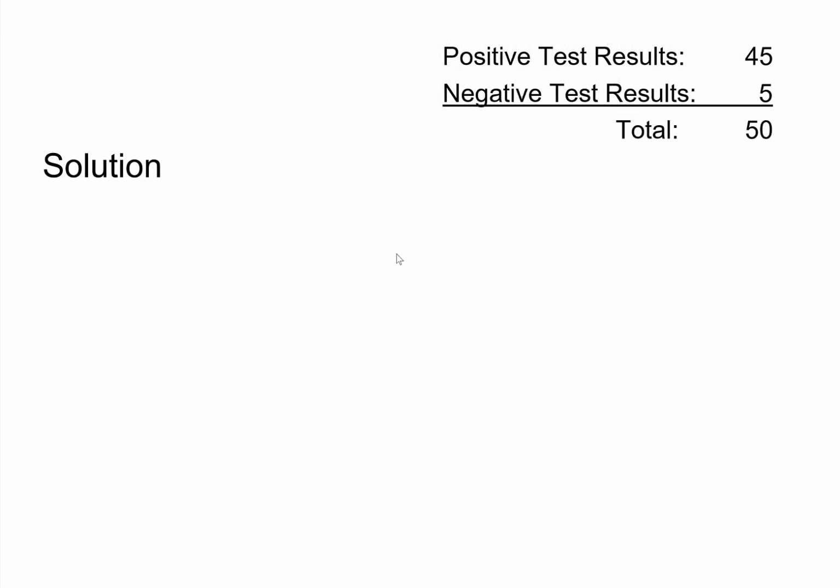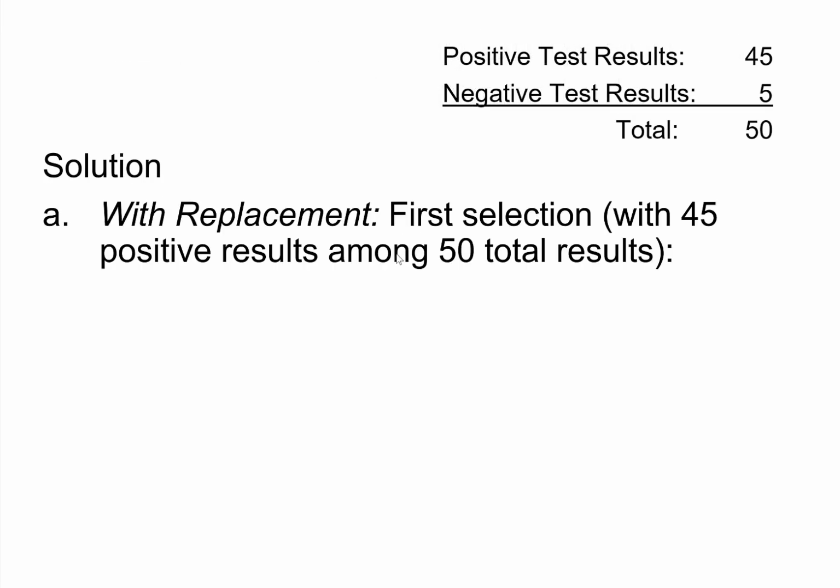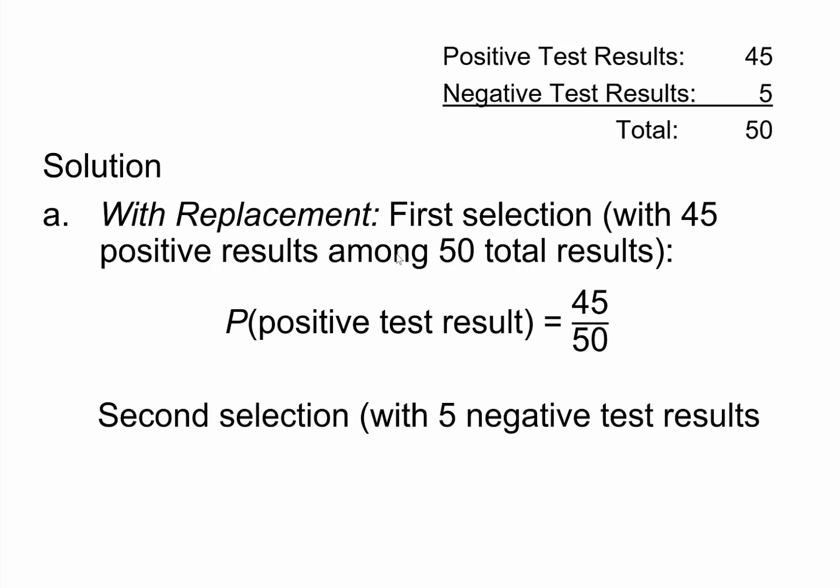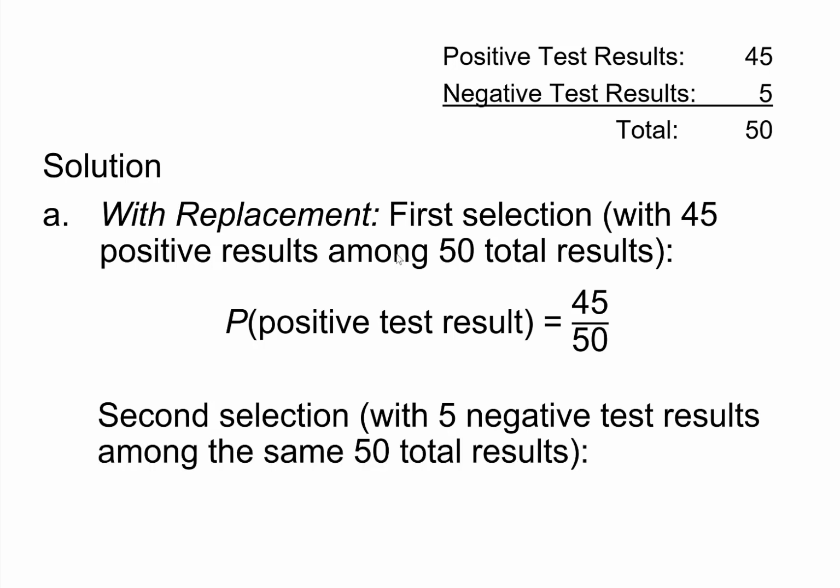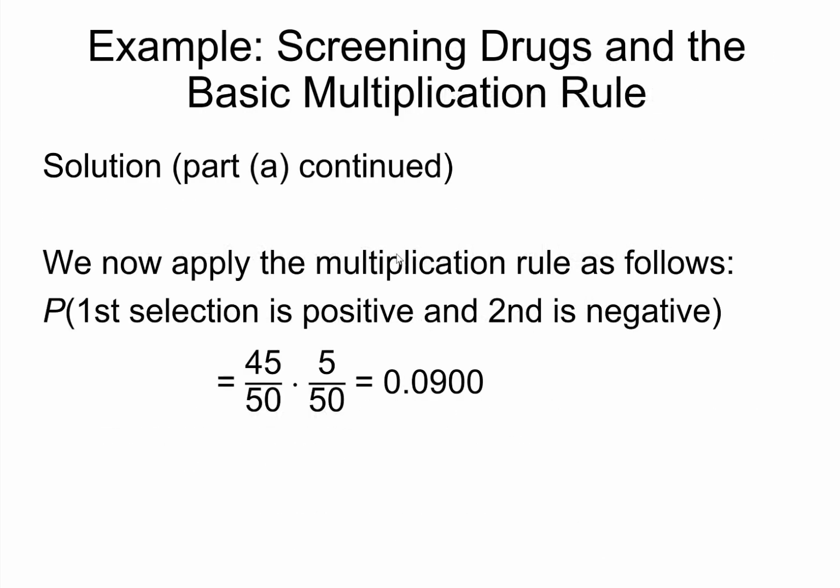So for part A, with replacement, there's 45 positive results among the 50, so the probability of a positive result is 45 over 50. On the second choice, we're going to put that first person back, so there's still 50 people. Now we want to get the probability of 5 negative test results among the same 50 total results, and that's going to be 5 over 50, since we replaced the first subject. So the probability the first selection is positive and the second is negative with replacement is 45 over 50 times 5 over 50, and if you multiply that out and simplify, you get 0.0900.